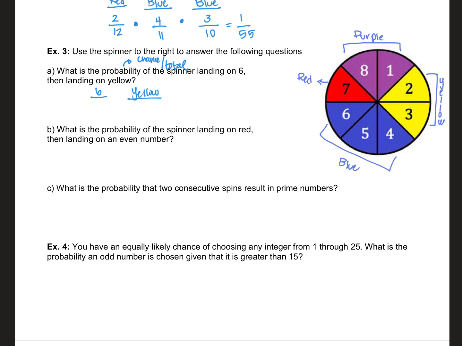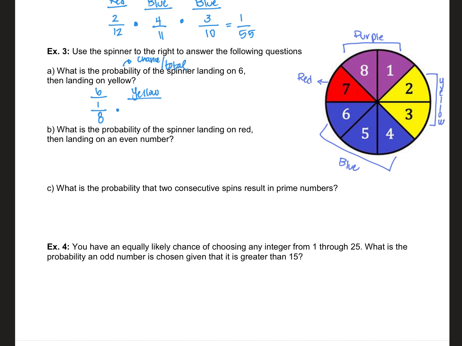Okay, so first of all, the 6, that was spun first. What's the chance of getting a 6? Well, I only have 1 6 on my spinner, so my chance is 1. How many total spots do I have on my spinner? 8. Okay, these are compound events, so they're going to get multiplied together.